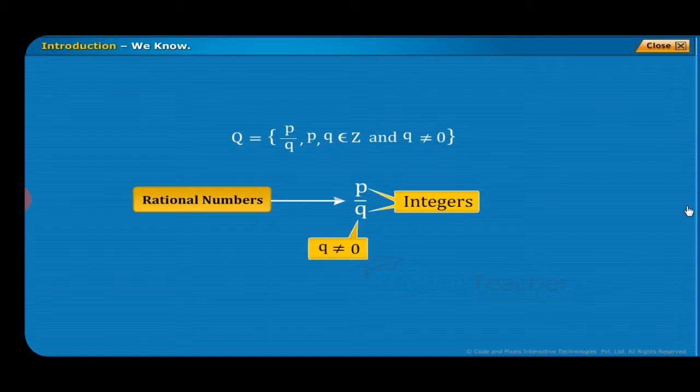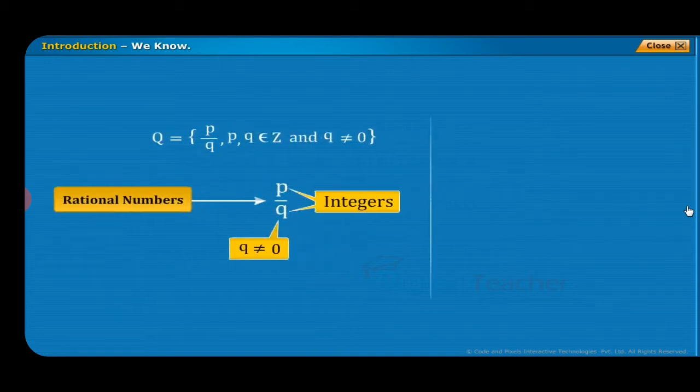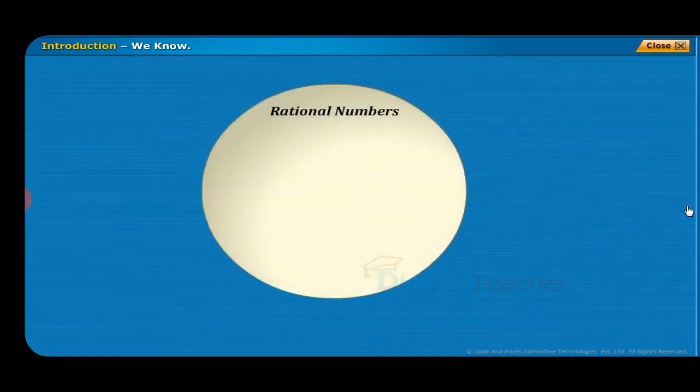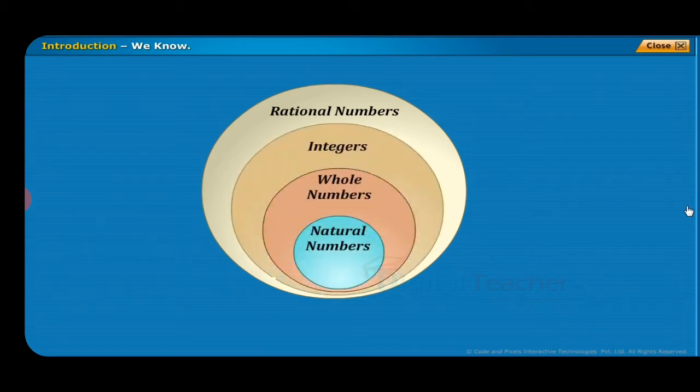Always, rational numbers are expressed by using terminating decimals or non-terminating repeating decimals. Examples of rational numbers are as shown on the screen. Finally, we conclude that rational numbers contain the set of natural numbers, whole numbers, and integers.